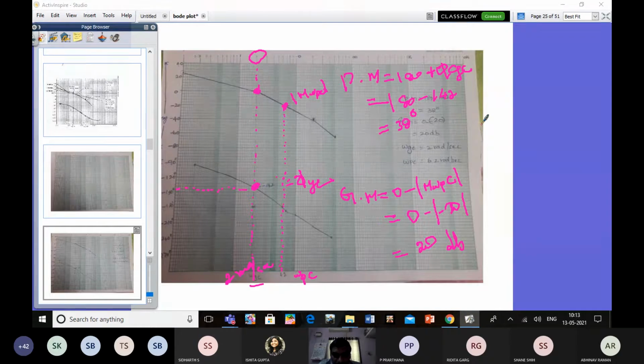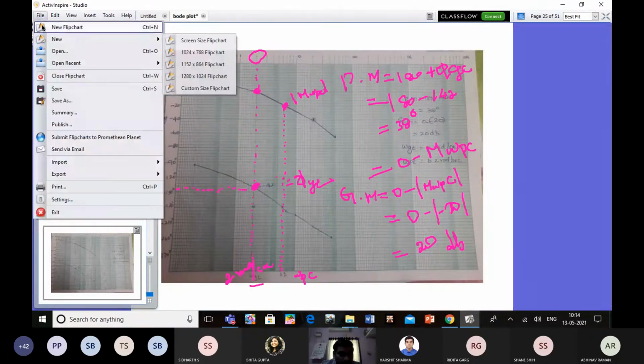Yes, dear. Based on the equation you put, shouldn't the gain margin be minus 20 dB? Gain margin, okay dear. The equation will be 0 minus magnitude M, I have written. Magnitude of omega PC, dear. What is magnitude of omega PC?